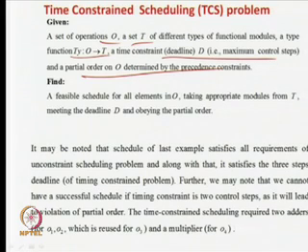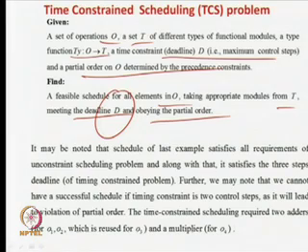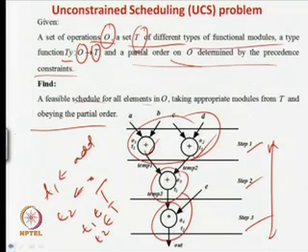Okay. So, now what you have to do is find a feasible schedule for all the elements, taking appropriate modules from T, meeting the deadline. This is the new constraint that is added because of time, while obeying the partial order. So, that is what you have to do. In the last example, if you look at it, if my time constraint was 3, then this unconstrained scheduling problem can be converted into a 3 time constraint scheduling problem, because here we are able to do everything in 3 time steps.